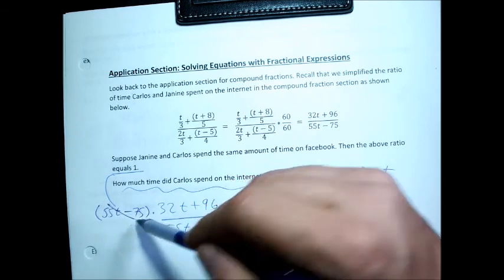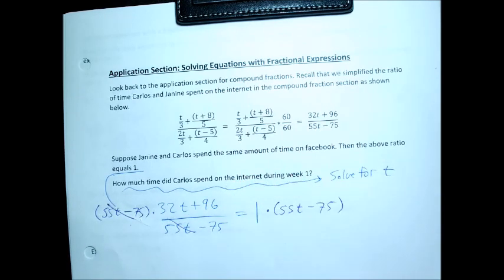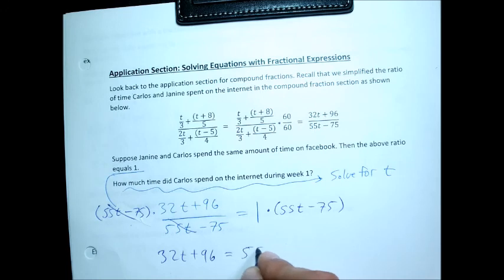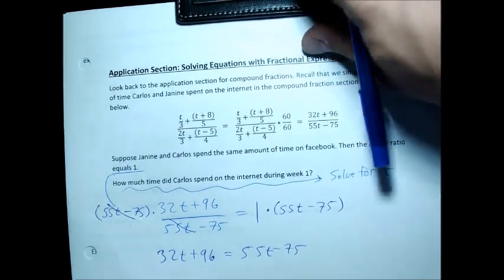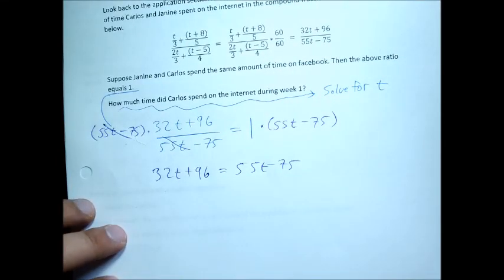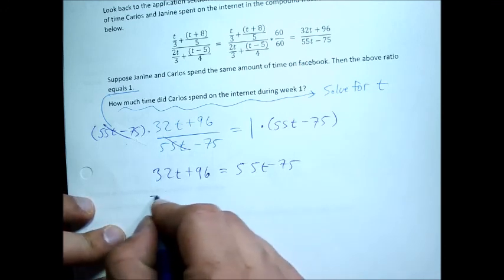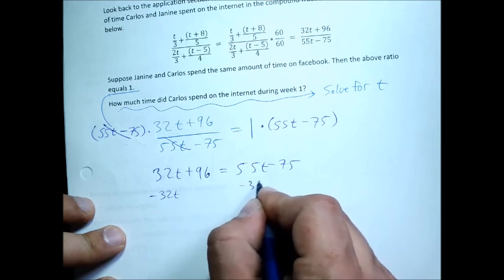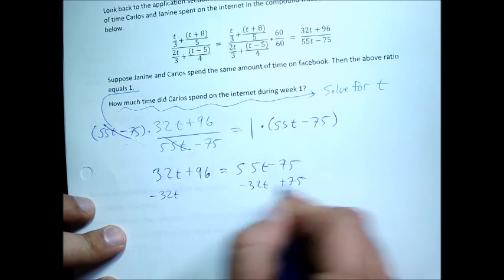So don't forget about that. Because then they'll cancel out on the left, and we just get 32t plus 96 equals 55t minus 75. And this is something that we can solve without too much of a problem. Right. So we just get the t's on the same side. So I'm going to do it in just one move here. I'm going to subtract the 32 over to the left, and I'm going to add the 75 over to the right.